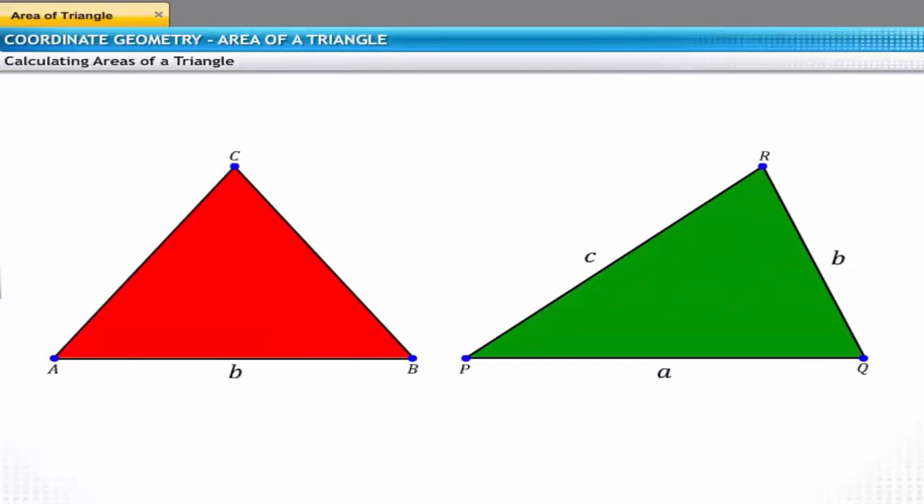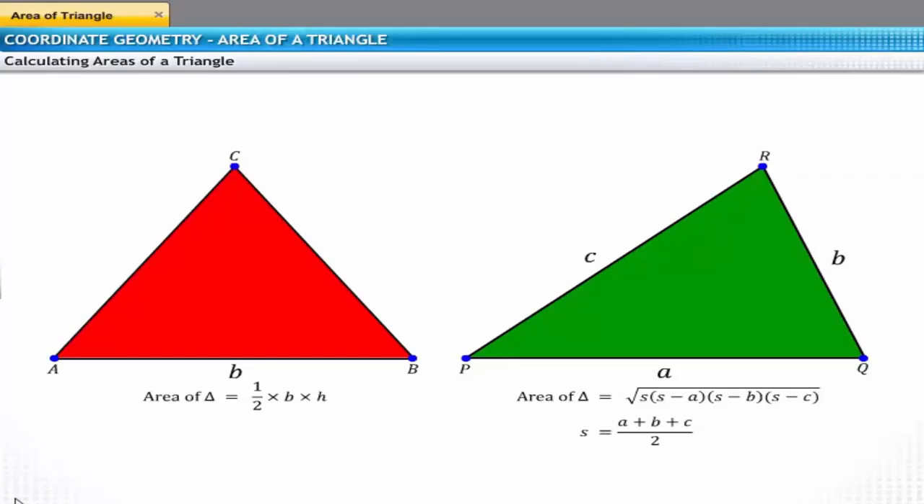We can calculate the area of triangle ABC by applying the formula half the product of the base and its corresponding height. To calculate the area of the triangle PQR, we can apply Heron's formula. This formula uses the semi-perimeter and the lengths of the sides of the triangle to calculate the area.